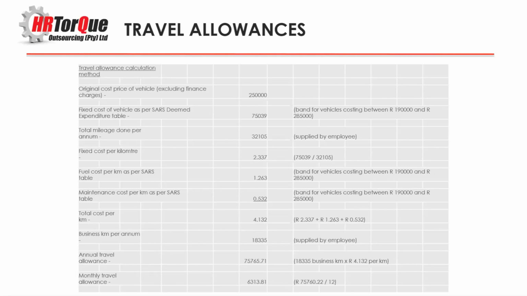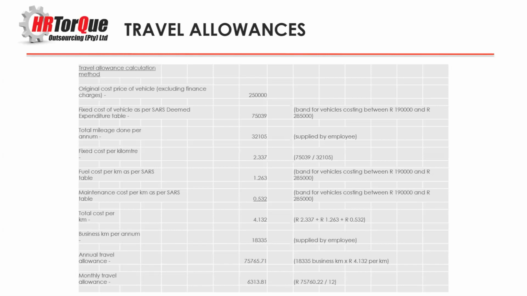Now what you do is you add the fuel cost per kilometer and the maintenance cost per kilometer as per the previous table to arrive at a total cost per kilometer. So in this case, on the right-hand column, you can see that I've added the fixed cost, the fuel, and the maintenance element in that bracket to arrive at that figure. And in this example, the 18,000 by the 4 Rand 13 and 2 cents comes to 75,000 Rand and 65 Rand and 71 cents. That is the travel deduction that you would be entitled to for the whole year.